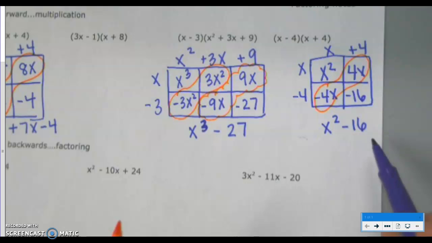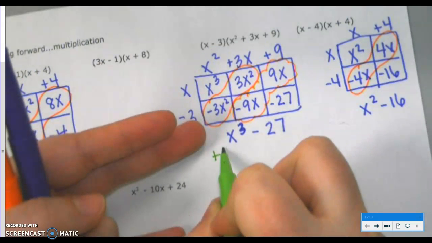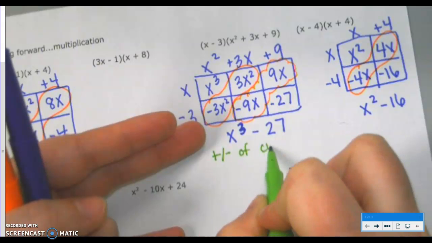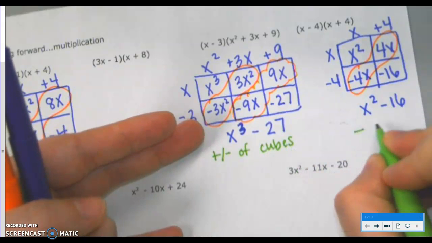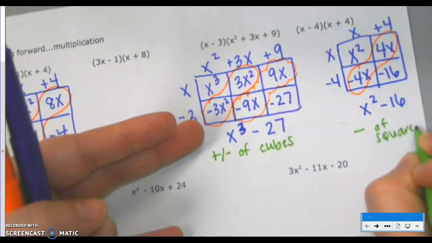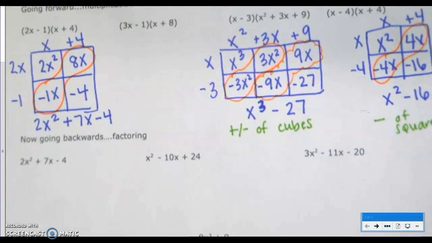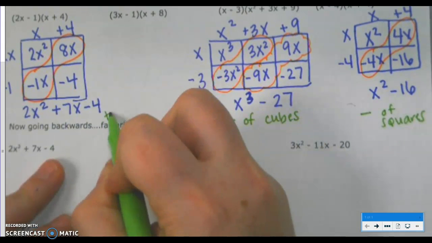x squared and 16 being a perfect square. So with cubes, we can actually do the sum or the difference of perfect cubes, but this is a difference of squares. All right, and this one, just in case you forgot the name, is a trinomial.